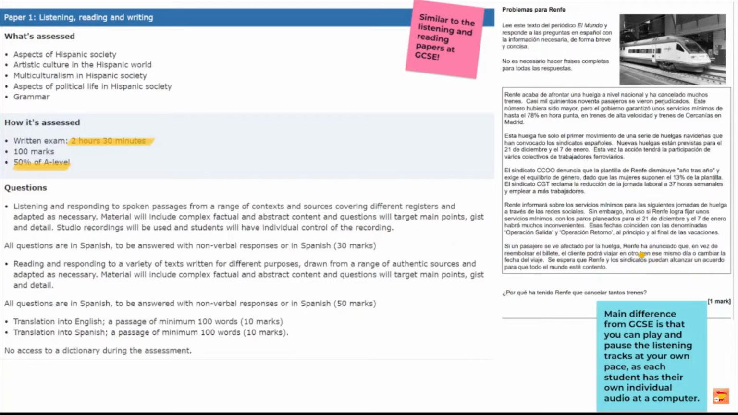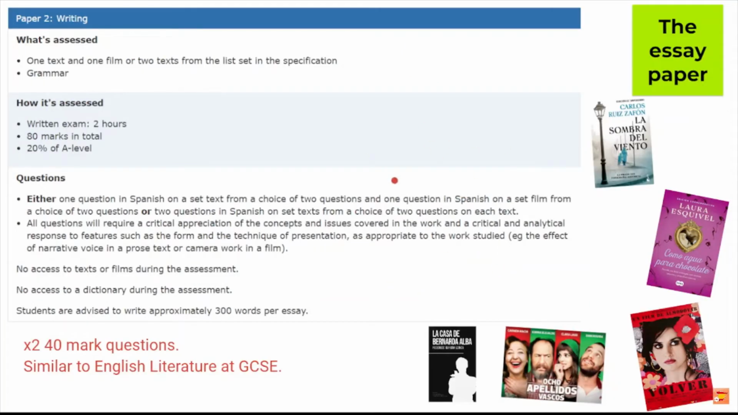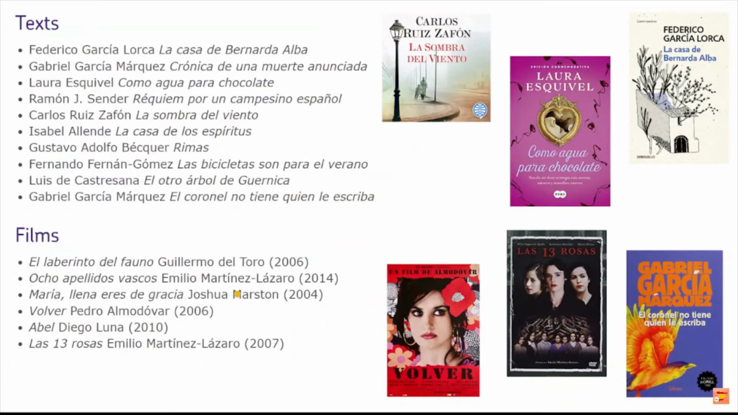The second paper is the writing paper. This paper consists of 2 40-mark questions, one on a book you will study, and another on another book or movie you will study. These are the texts and films that your school can pick from for you to study. I study La Casa de Bernarda Alba and Volver.